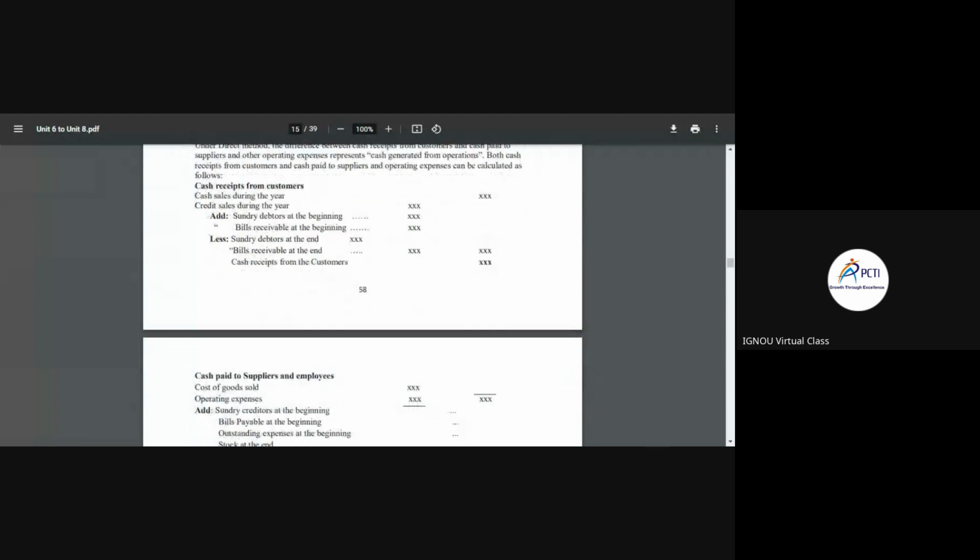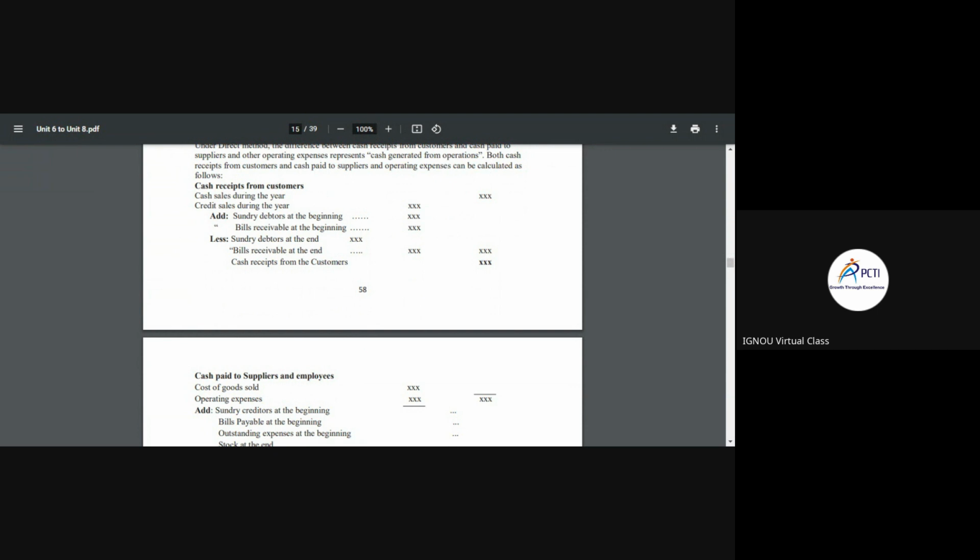In the case of direct method, first of all, we have cash receipt from customer. In that case, we have cash sale during the year and credit sale during the year. Then we add all the debtors at the beginning and basically bill receivable at the beginning. Then we have sundry debtors at the end, bill receivable at the end, cash receipt from the customer.